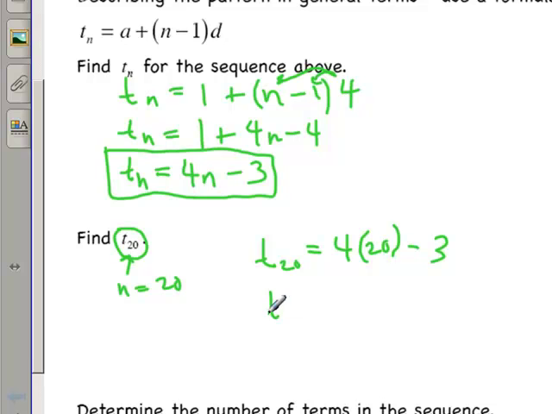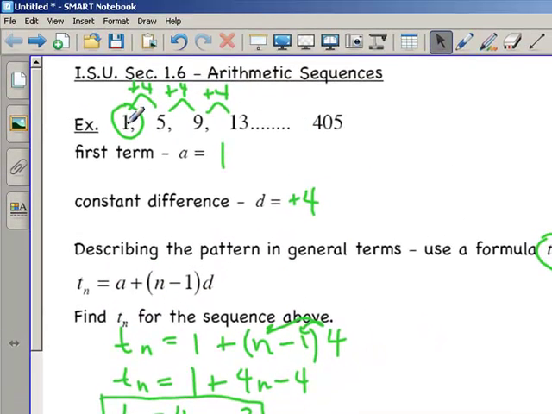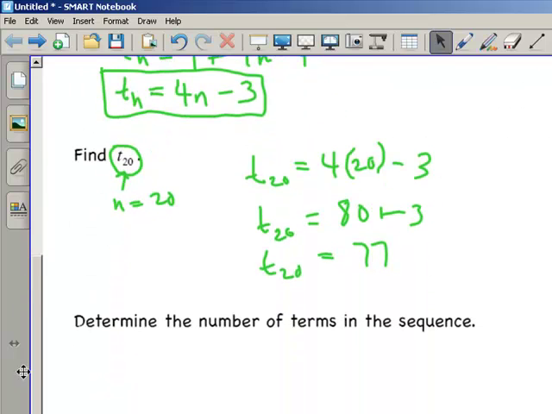Now I just have to use BEDMAS quickly to figure this out. I've got 4 times 20 is 80, and a minus 3. And so term 20 will be 77. So again, if we look at this sequence here, we've got the first term being 1, second term is 5, third term is 9, and as we go further down the list here, we'll get to term 20 eventually, and we know that'll be 77.